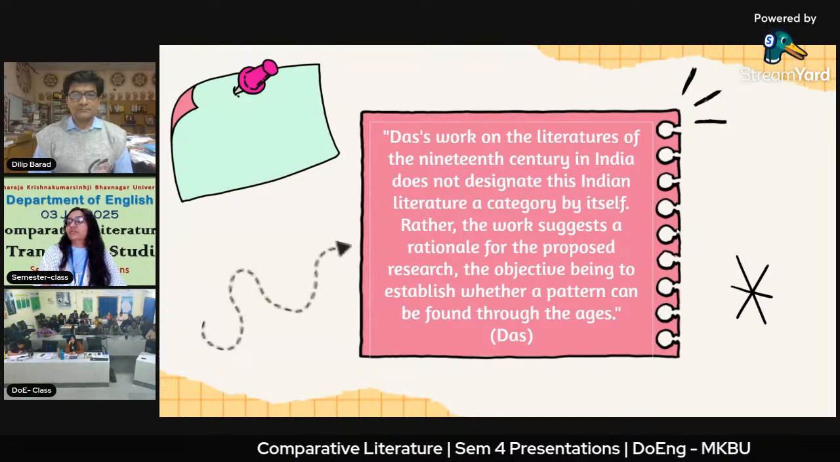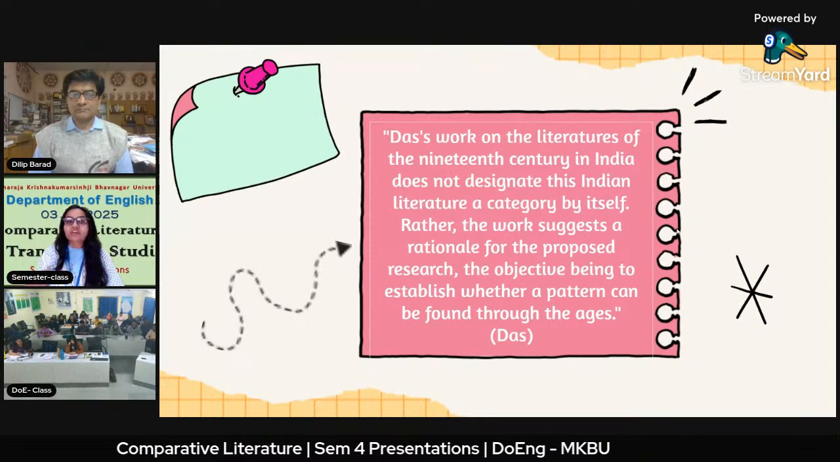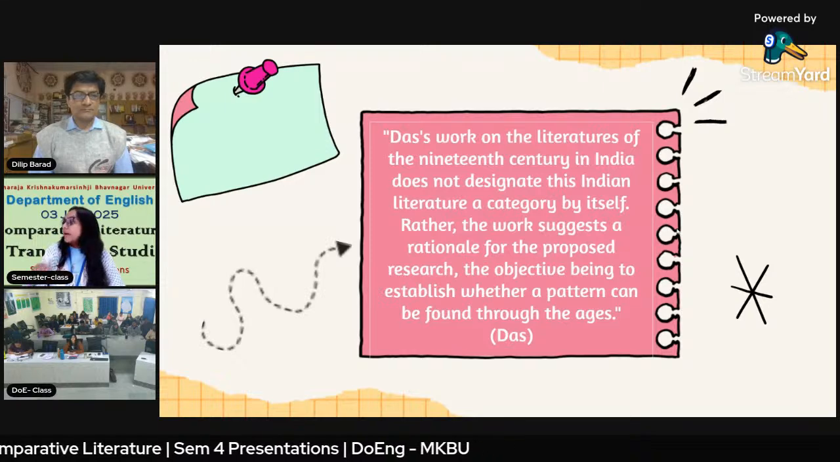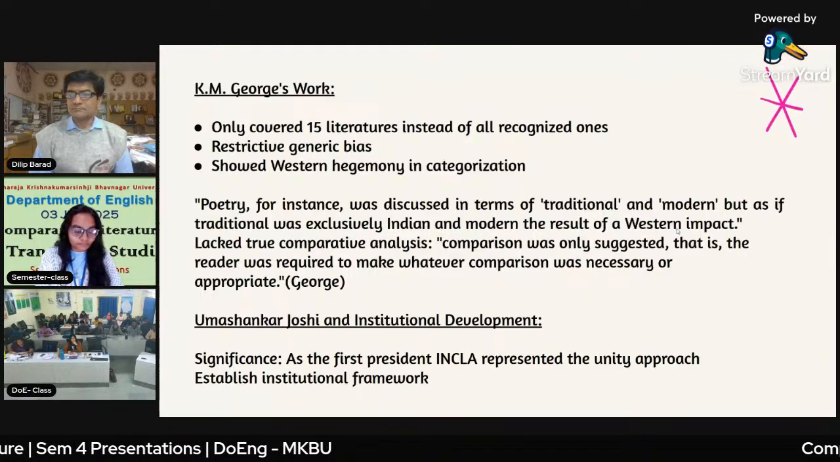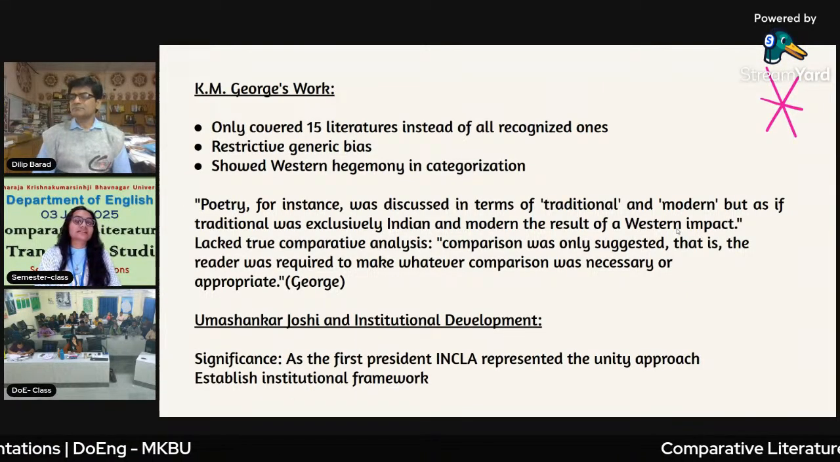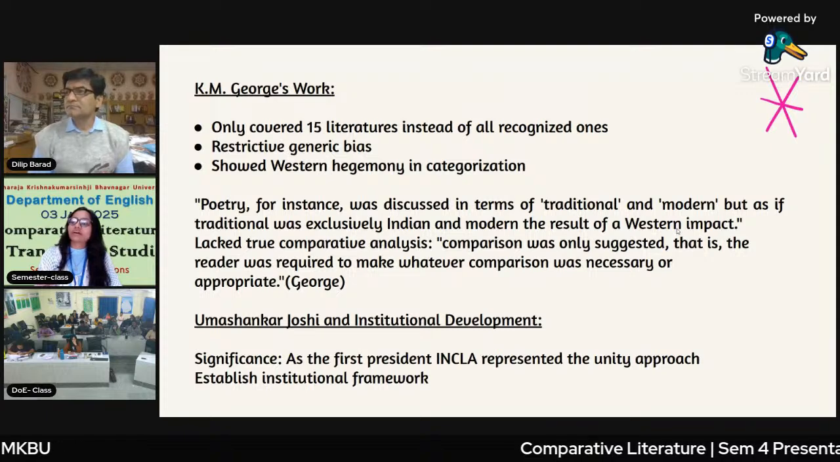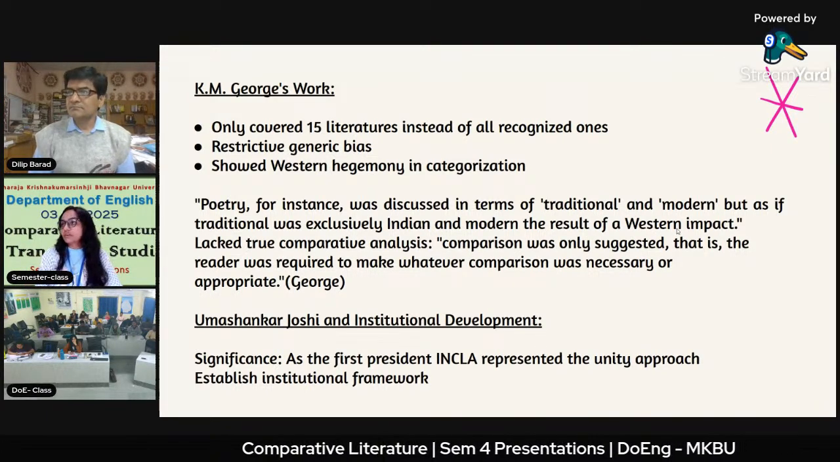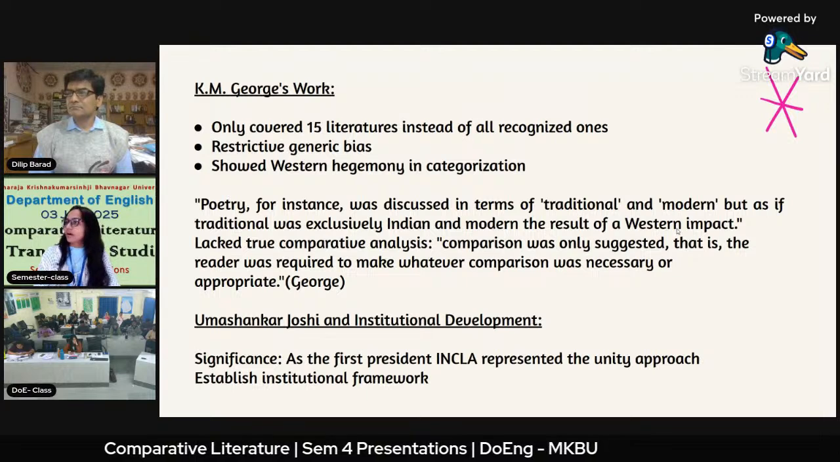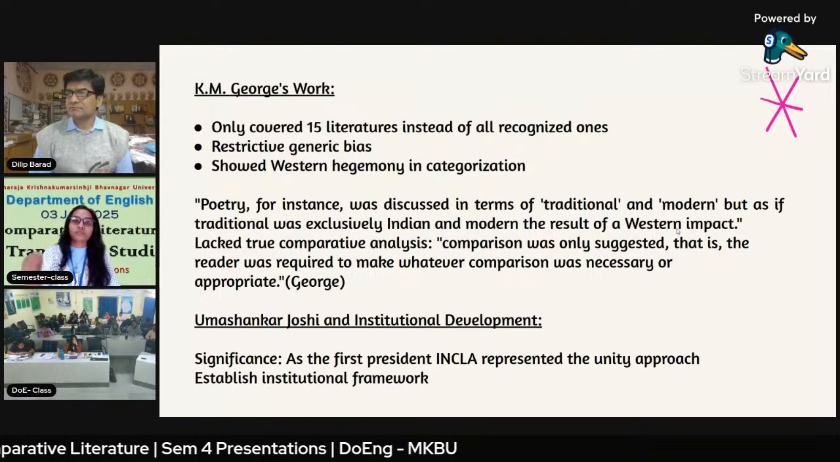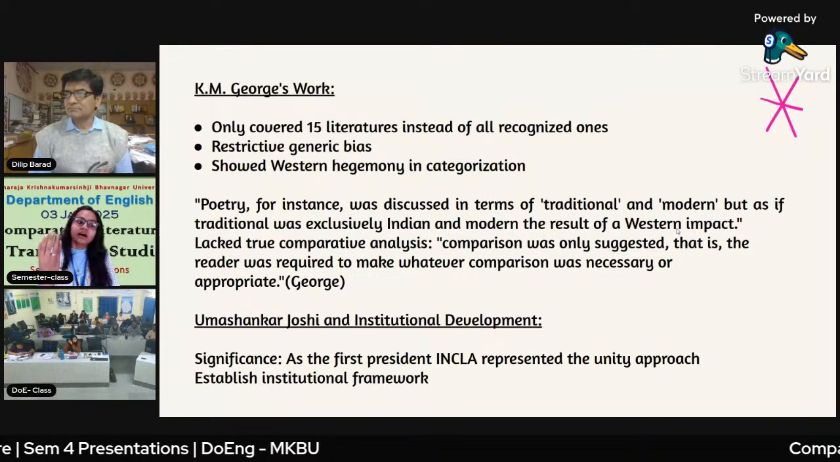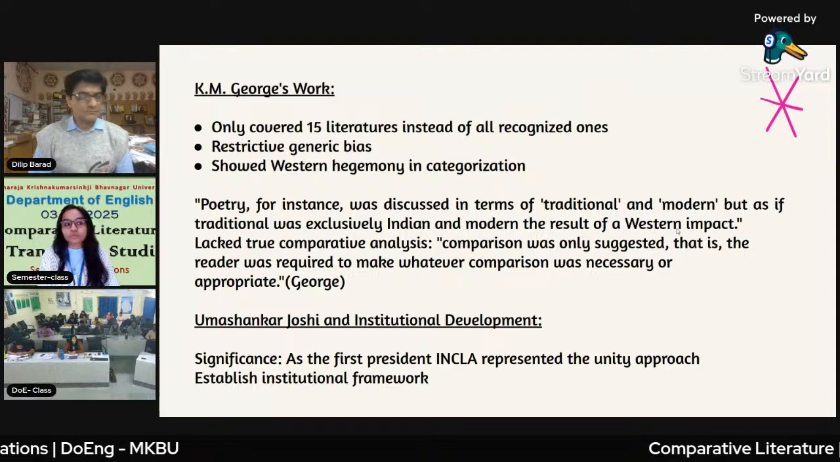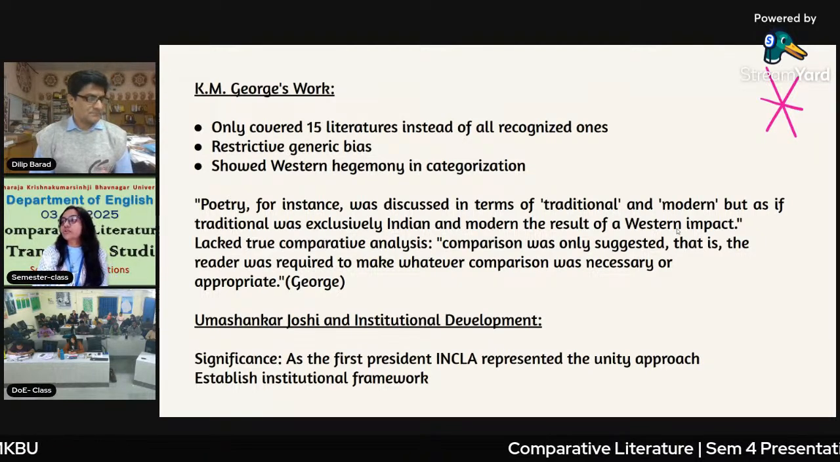So they tried to find a similar kind of pattern within the various languages of India. Next in line is K.M. George's work. In an article, normally we find positives as well as negatives, and what the opposing ideas within the field are. In a similar way, Amiya Dev used the argument of K.M. George to show what we should not do.